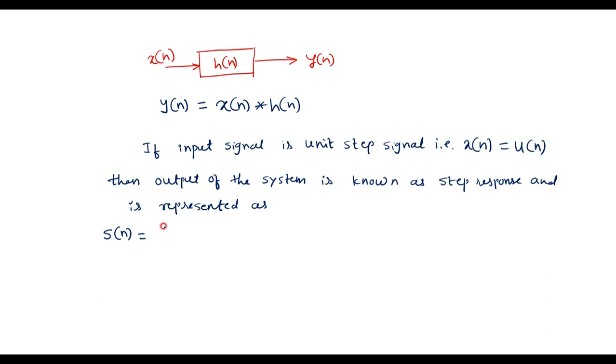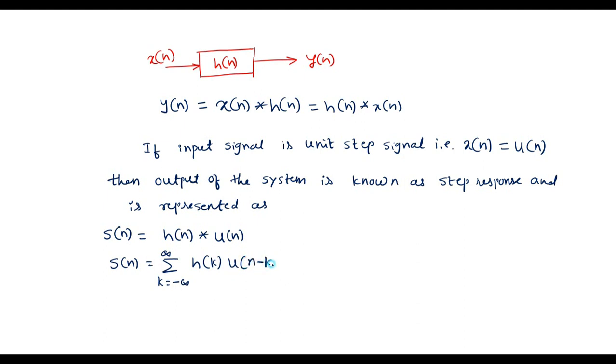I can represent it as h of n convolved with x of n, because here y of n is equal to x of n convolved with h of n. It can also be represented as h of n convolved with x of n because it follows the commutative property. So h of n convolved with u of n, because we have considered x of n as the step input signal u of n. So this can be represented as a summation, since convolution between two signals is given by the summation over k equal to minus infinity to infinity of h of k u of n minus k.